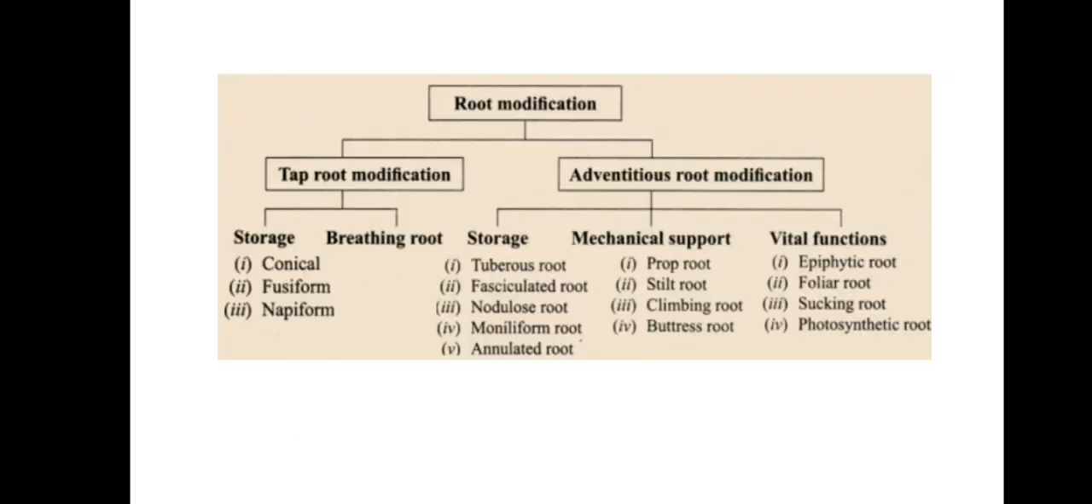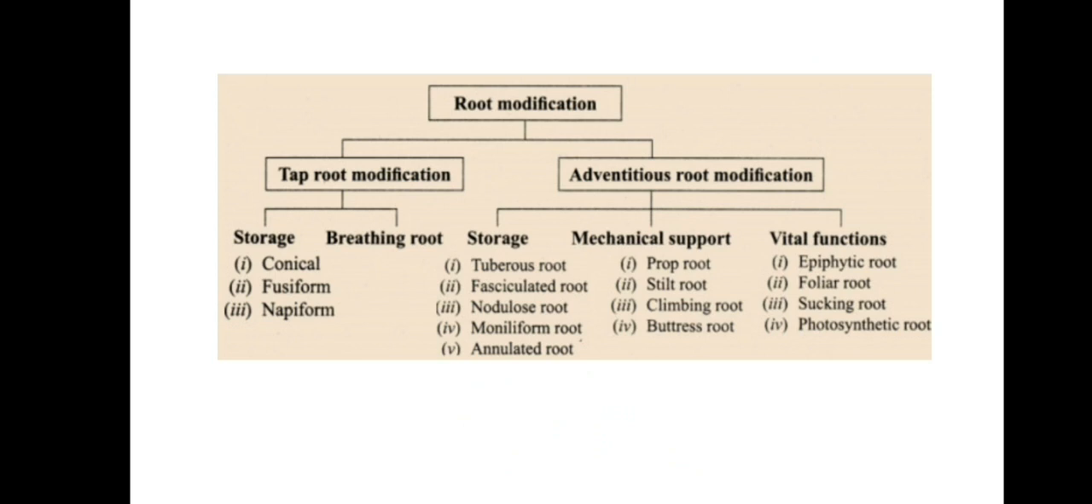Then root, stem and leaf modifications. There are two kinds of roots present in plants: taproot and adventitious root. Taproot is modified differently to store food, like conical, fusiform and napiform. Then breathing roots are present in mangrove plants. They have pneumatophores, that means special pores on their roots to exchange gases with the environment.